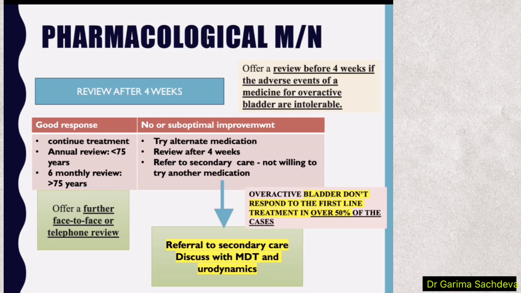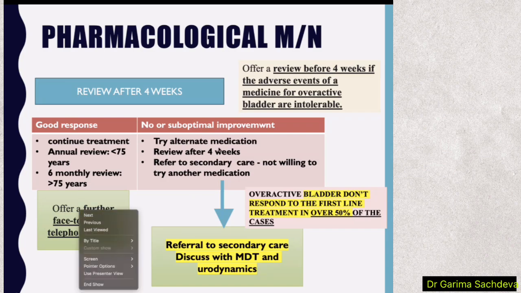If there is a good response, then you continue treatment, and if the patient is less than 75 years, you review them annually. If she is more than 75 years, then a 6 monthly review. It could be a face to face or telephonic review. So this is when the response is good.